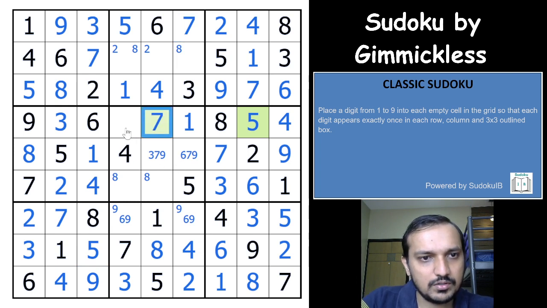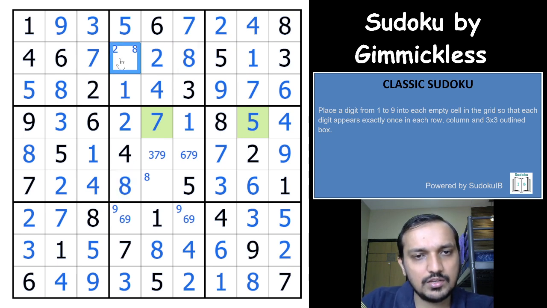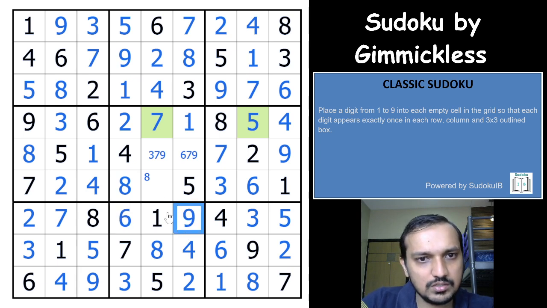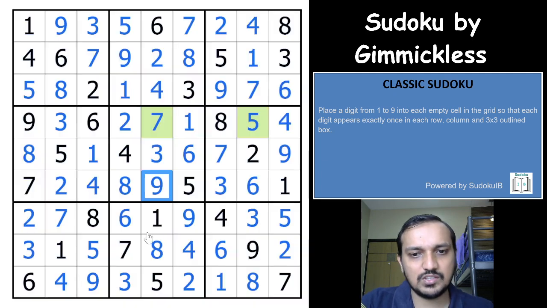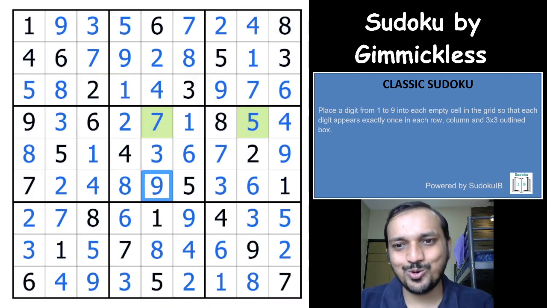And a 7 here, that gives you 2 here, and this is an 8 and 9 here, 6 and a 9 here, that gives you 6, 3 here, and this is the last. Amazing. What an amazing Sudoku by Gimmickless.